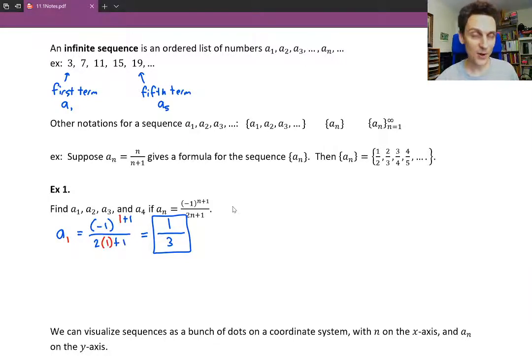Now I'd like you to pause the video, and in 5 seconds we're going to come back. You can hit play again when you're ready to go on. And what I'd like you to do in that time is try to find a sub 2, a sub 3, and a sub 4. So pause the video, and when you hit play, we'll see what the answers are.